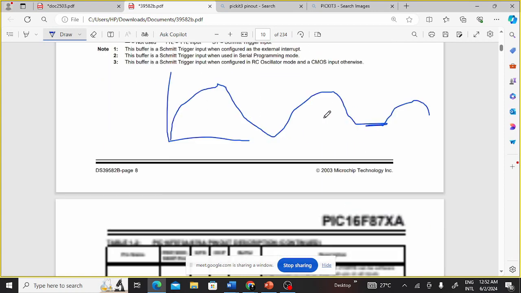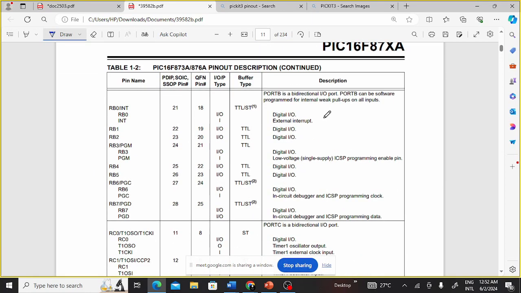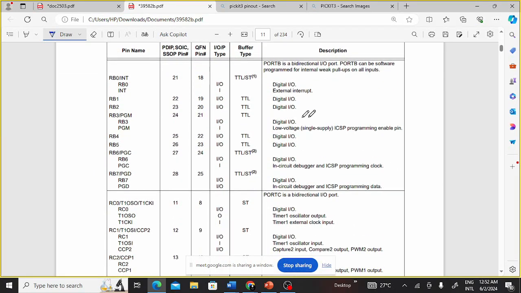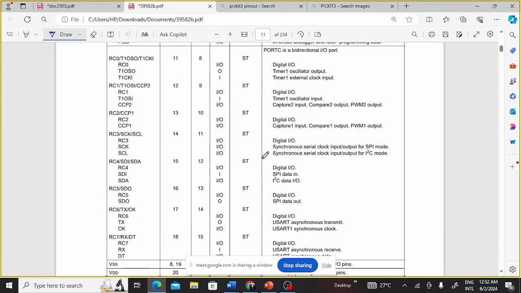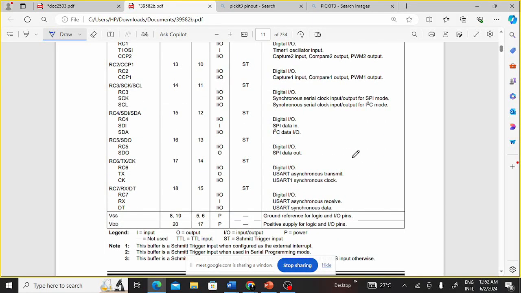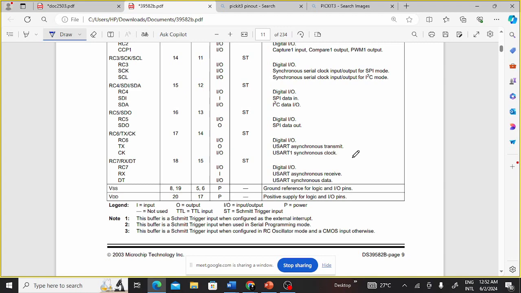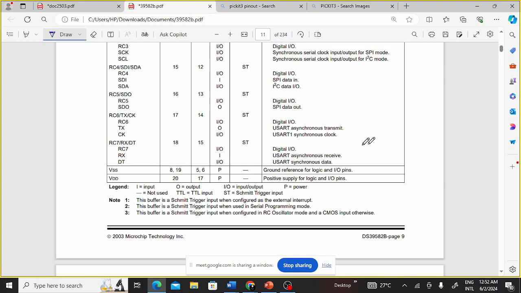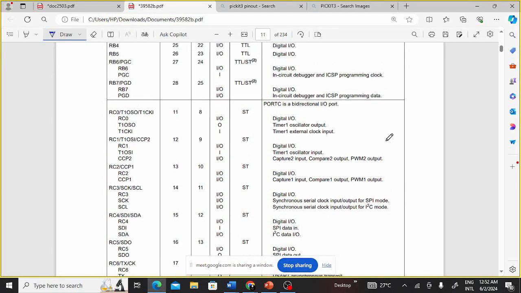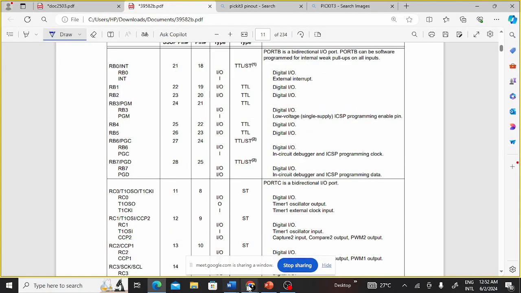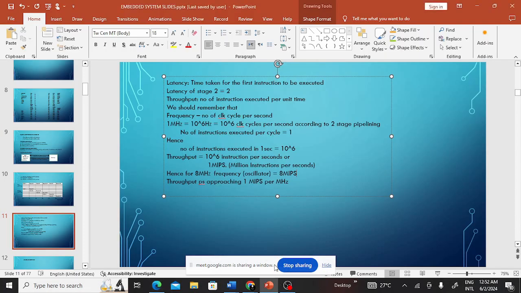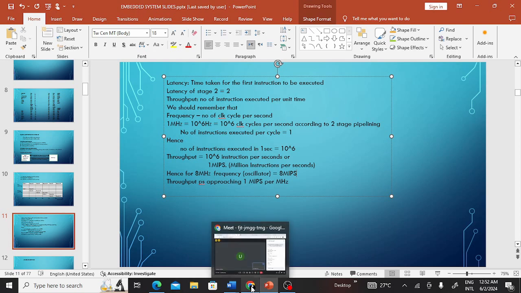You can just look into this. But the interesting thing is that almost everything I've explained: low voltage single supply enable pin, that's PGM, PGC, in-circuit serial programming, in-circuit serial programming data, and you can find all the details of what these pins mean. It's almost similar to what I've explained before about serial transmission and receive and everything like that. That's that. So I think I could share this again also. Stop sharing and share this again.